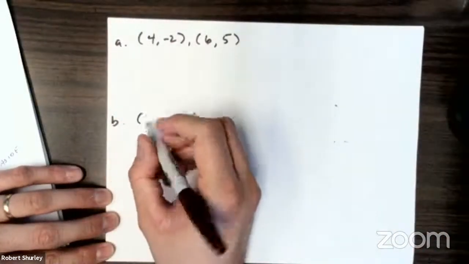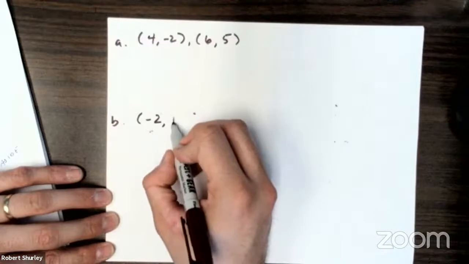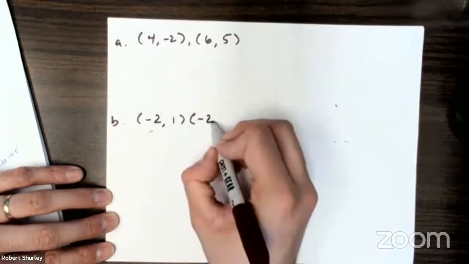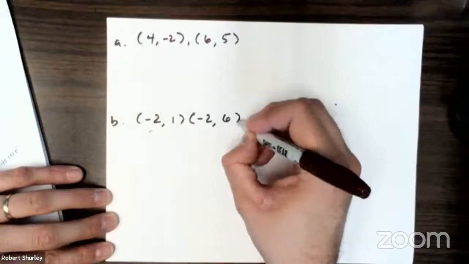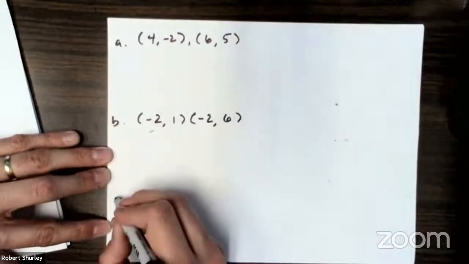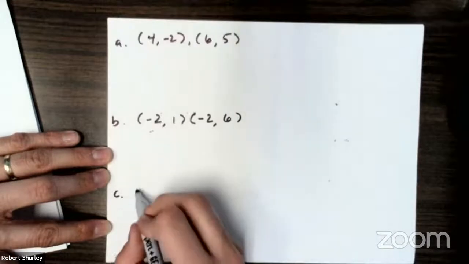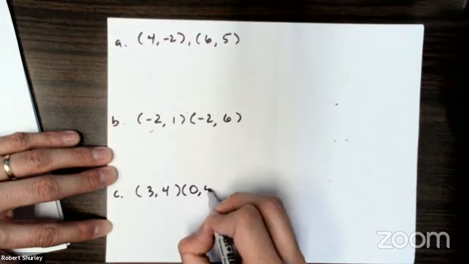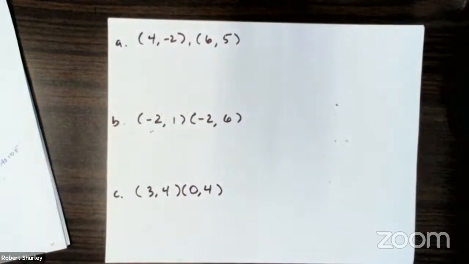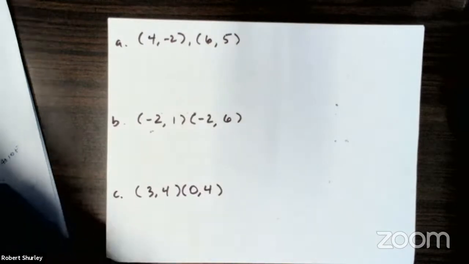So let's do another one. -2, 1, and -2, 6. And then 3, 4, and 0, 4. Okay, try those three. Find the slope for each of those. I'll give you a few minutes to get that done. If you're watching later in the day or whatnot, you can hit pause if you want. I'll give you just a few minutes.